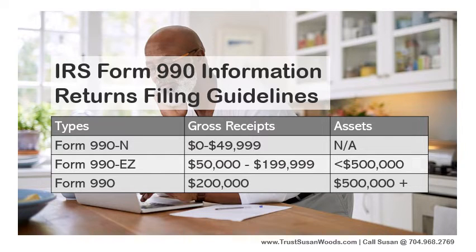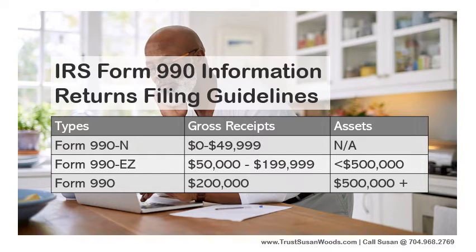Now, gross receipts include all of the revenue you've generated in the past year. That includes grant writing, fundraising, donations, if you charge a fee for your services, if you sold products. The gross receipts represent all revenue that you've generated for the prior year.